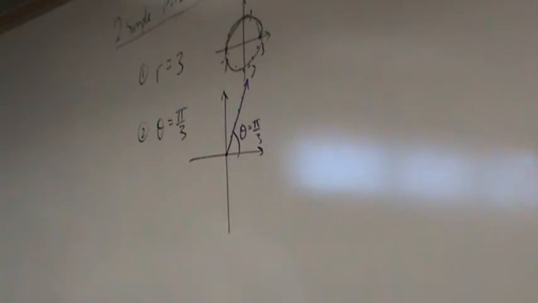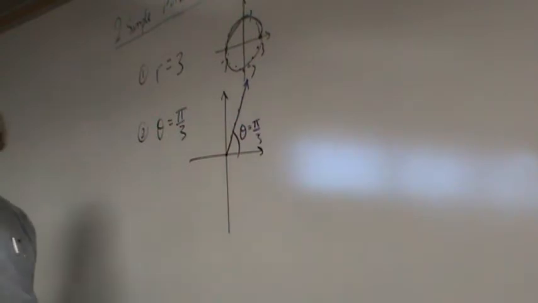Why aren't there any negative radii? Wait, what? Say that again, Zach. Why aren't there any negative radii? I don't know. Why not? Because I didn't write them? Are you guys okay with what Zach is saying? So this isn't a ray. What should it be? Yeah, thank you very much.